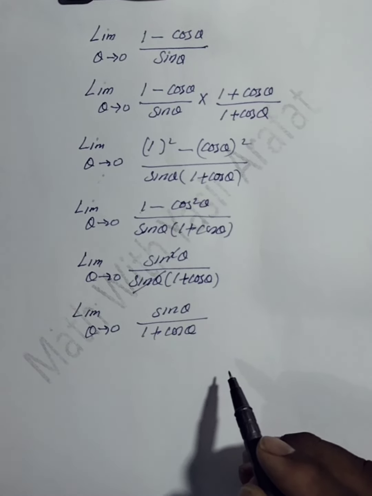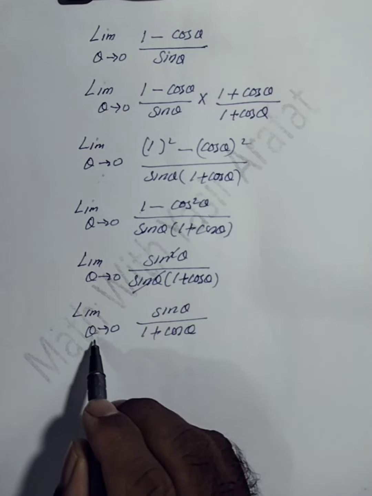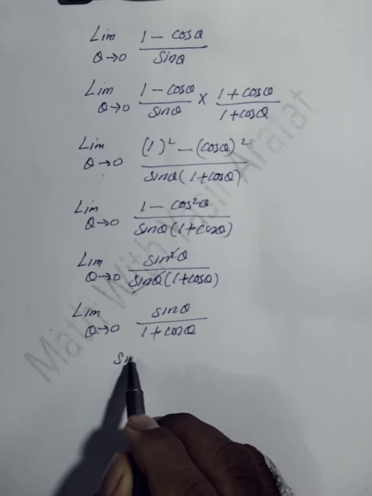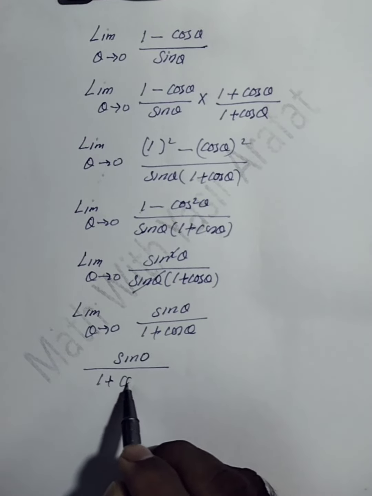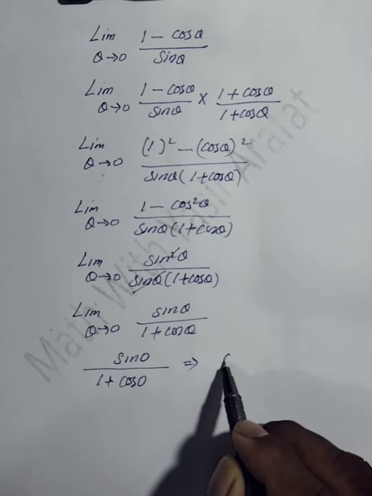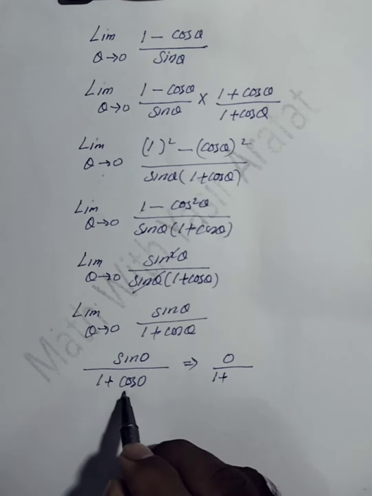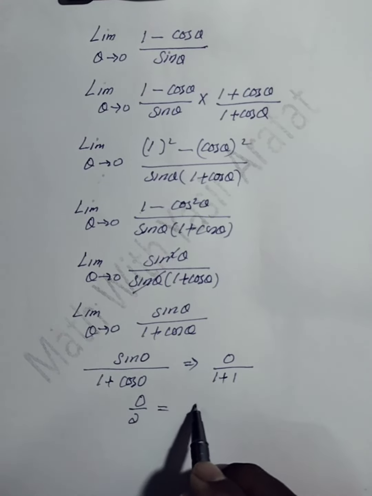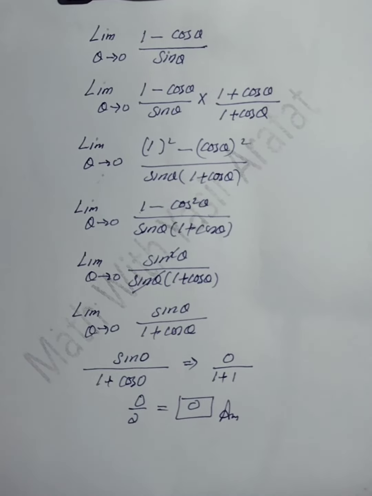Now we are able to apply the limit here. Applying the limit means we have to put the value of theta equal to 0 in the numerator as well as in the denominator. And we know that sin 0 is 0, so the numerator is 0, and cos 0 is 1. So this is 0 upon 2 and the result is 0. So the answer of this question is 0.